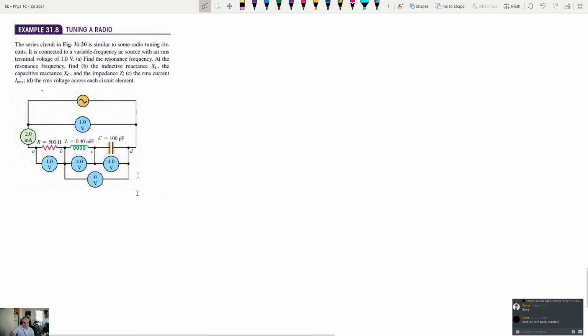Okay, so here's our circuit. It looks like we know things like what the current is.